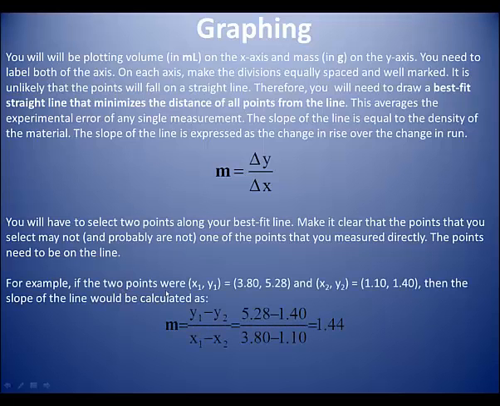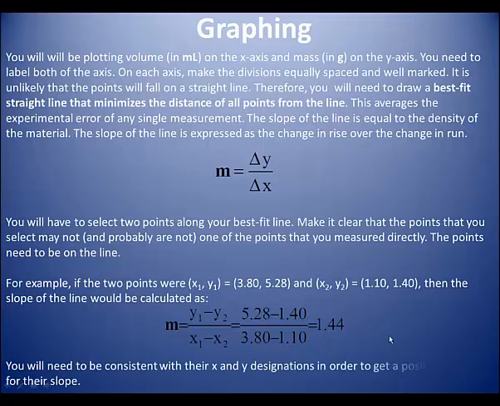For example, if the 2 points were x sub 1, y sub 1, 3.80, 5.28, and x sub 2, y sub 2, 1.10 and 1.40, then the slope of the line would be calculated as m. M is the symbol that we always use for slope in algebra. Y sub 1 minus y sub 2 divided by x sub 1 minus x sub 2. You could also do this as y sub 2 minus y sub 1 divided by x sub 2 minus x sub 1, as long as you're consistent with your y values and your x values. You'll get a positive value for your slope, which will reveal your density for you.